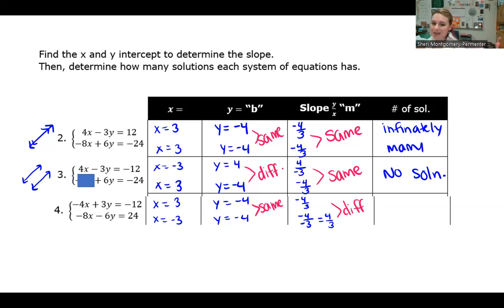So if you have the same y-intercept, but you have a different slope, it just means that you happen to cross the y-axis at the same spot, but you have different slopes. So how many solutions do you have? One. Sure.